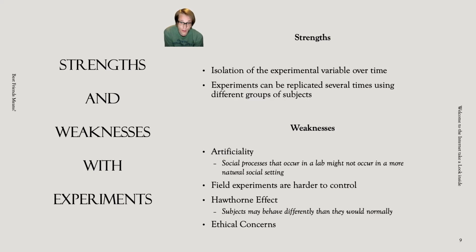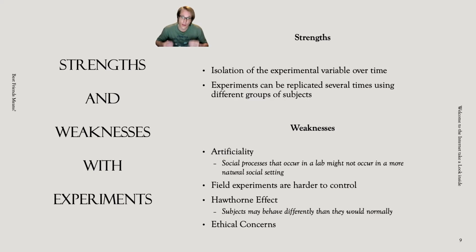Yet we must contend with artificiality, right? Especially in the lab or the clinic. What happens in the lab may not happen in natural circumstances. Field experiments are harder to control. And we must also contend with the Hawthorne effect. That is, the participants know they are part of an experiment, so they may behave differently than they would in the usual world, right? Ethical concerns are also a weakness.